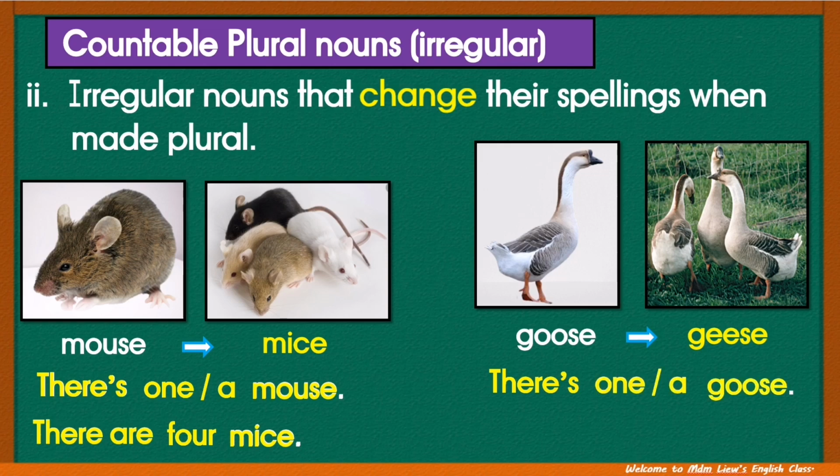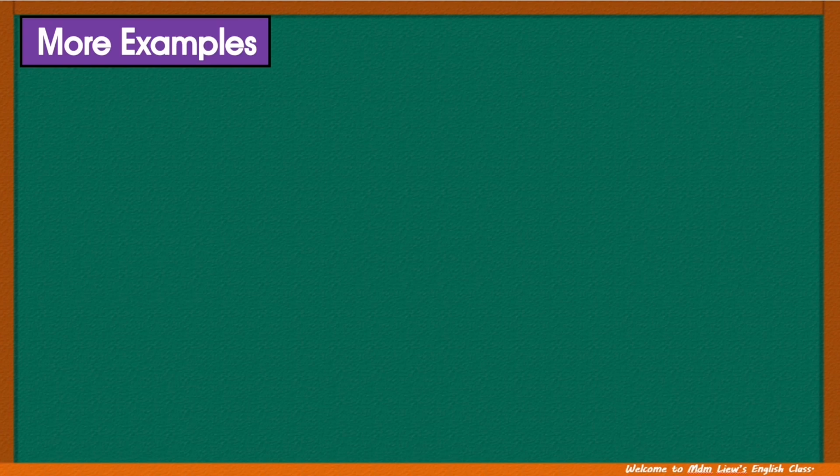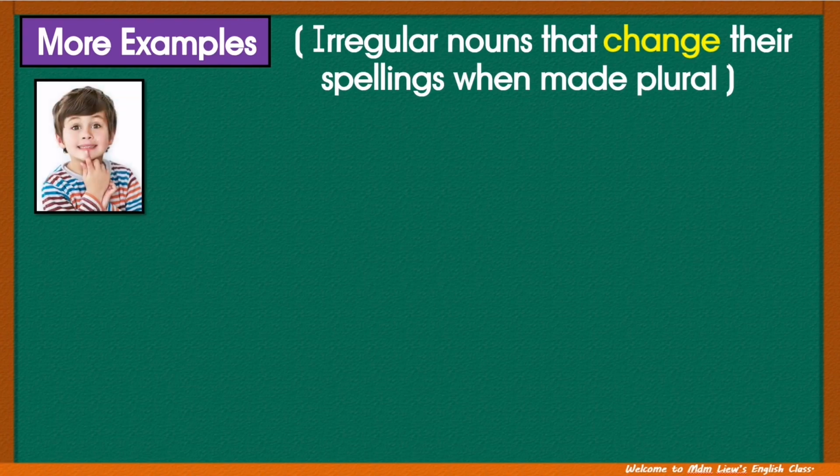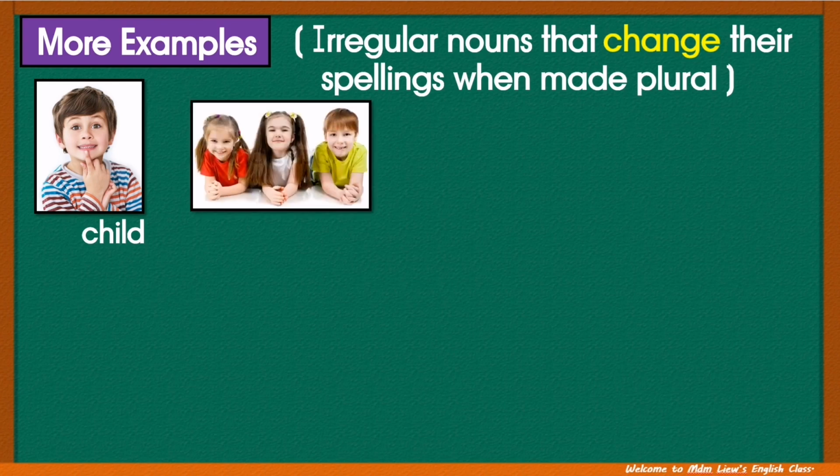Now, to write the sentence in plural form, start with there are, followed by the quantity 3, then the plural noun geese. There are 3 geese. Here are some more examples of the irregular nouns that change their spellings when made plural. Number 1. Child. What is the plural of child? Yes, it's children. Singular form, 1 child.